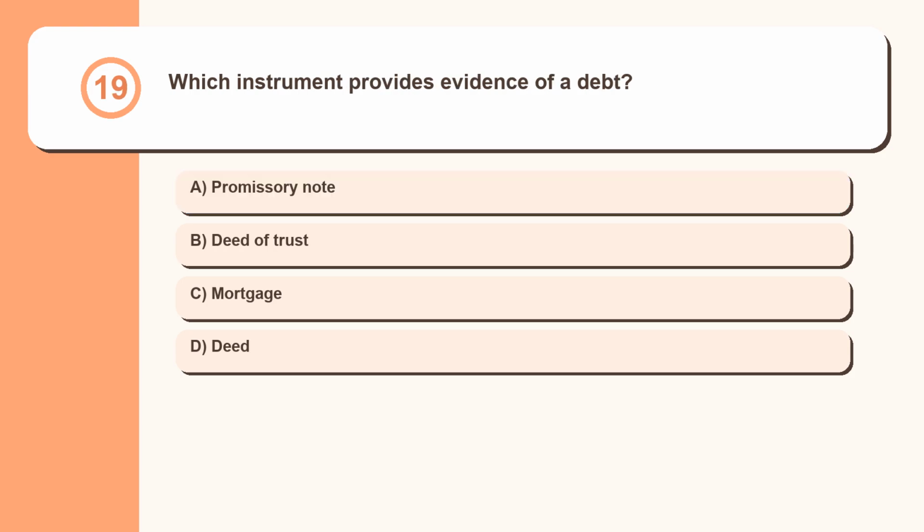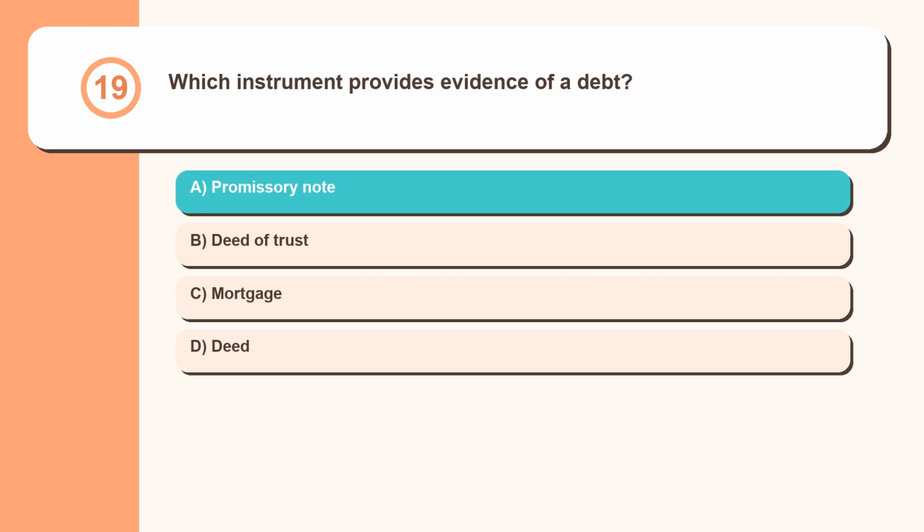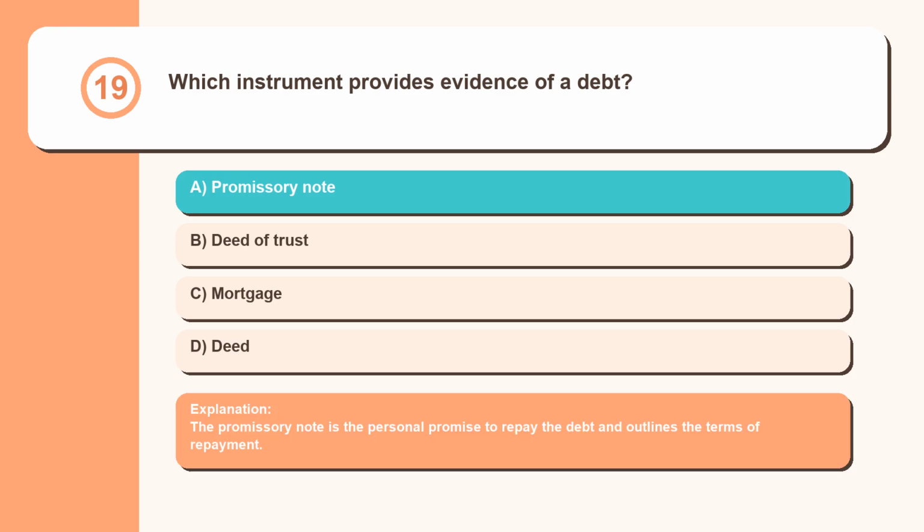Question 19. Which instrument provides evidence of a debt? Promissory note, deed of trust, mortgage, deed. The promissory note is the personal promise to repay the debt and outlines the terms of repayment.